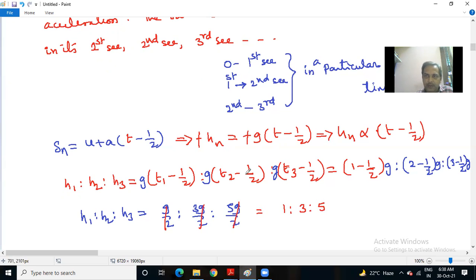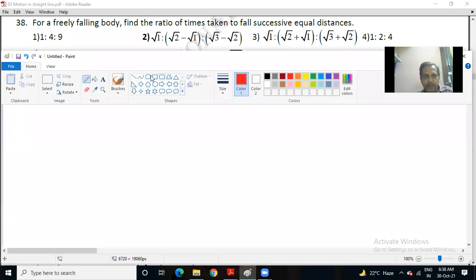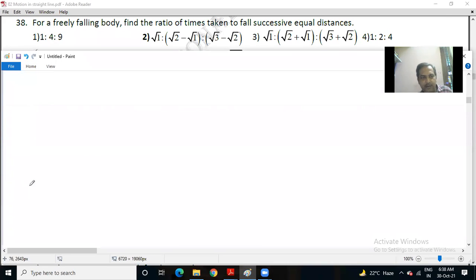Let us discuss another application of a freely falling body. This is the application. For a freely falling body, find the ratio of times taken to fall successive equal distances. So let me understand this question with the help of a diagram. Say body is falling freely. U is 0.